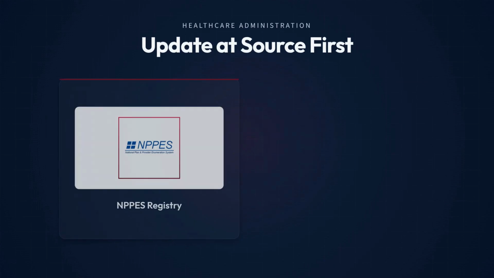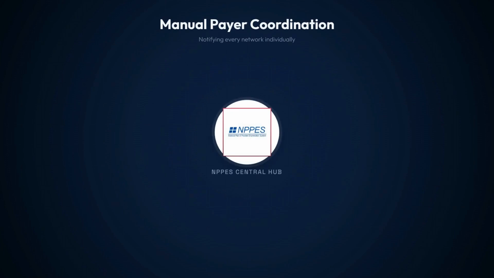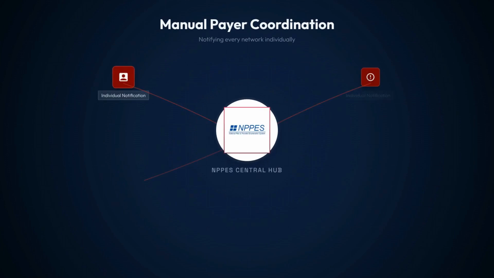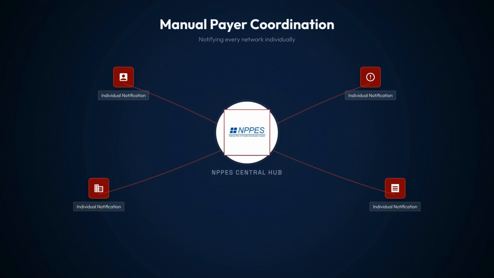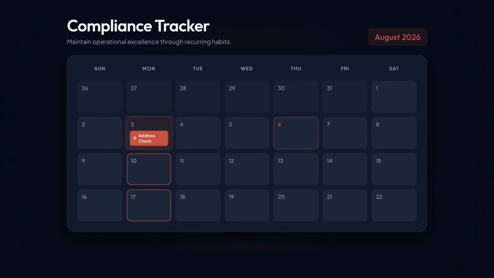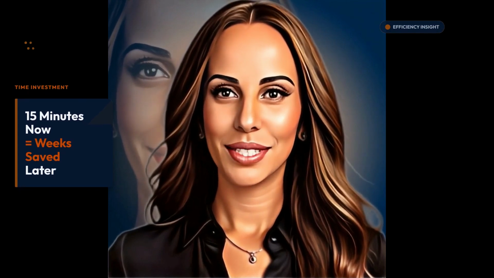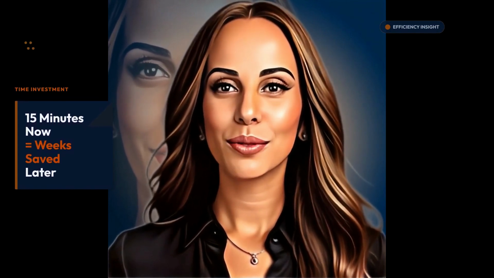Fix any discrepancy at the source system first. Don't just patch it in the one place you're currently working. If your address changed, update NPPES first, then CAQH, then notify each payer separately. None of these systems automatically sync. Do this cross-check every time something changes. Build a habit of checking all 4 systems anytime a change happens. 15 minutes of checking now can save you weeks of chasing down a mystery delay later. It's the best time you'll spend on enrollment.